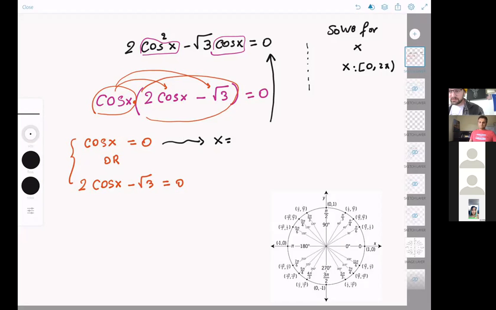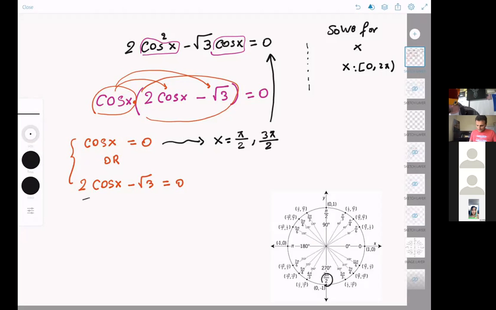Pi over 2? Very good. So one of them is pi half. Also, we have 3 pi half, which is also 0. So we got 2 solutions: pi half and 3 pi half. Both of them, cosine is 0.